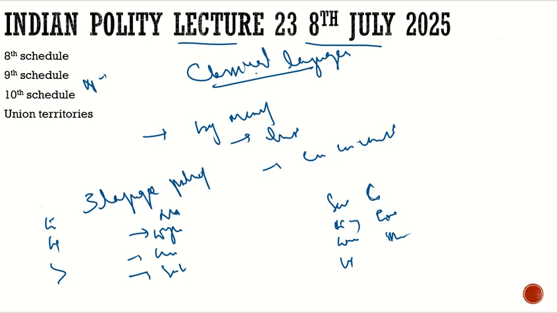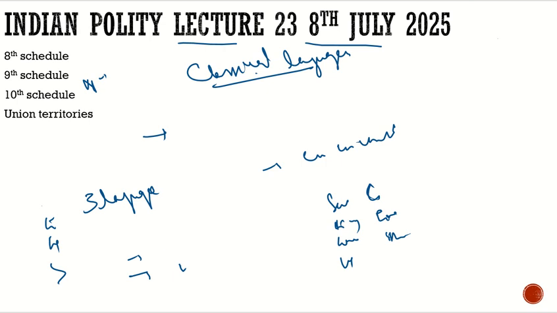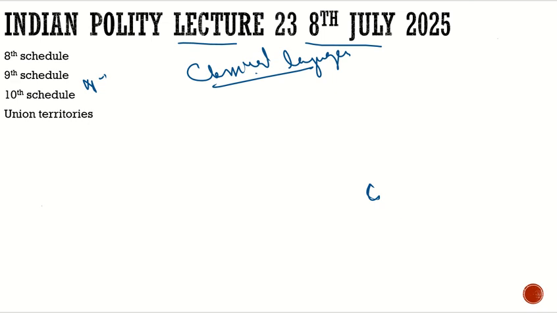Then after that we discussed the classical language, and that's what our discussion was about. Now with this, the 8th schedule is over. Now let's move to the 9th schedule and try to complete it. Then we will have a great discussion over the 10th schedule. After that we will discuss union territories and complete today's discussion. So let's have a look at the 9th schedule.